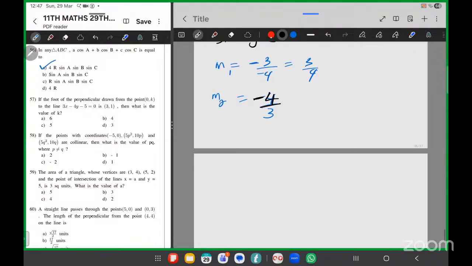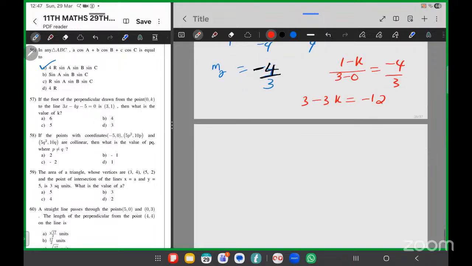So what is the slope of that line? 1 minus k divided by 3 minus 0 equals minus 4 by 3. So 3 minus 3k becomes 4 into 3, 12. So 12 plus 3, 15 equals 3k, k equals 15 by 3, 5. Answer is 5. Question number 58.